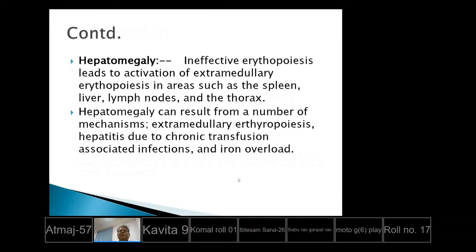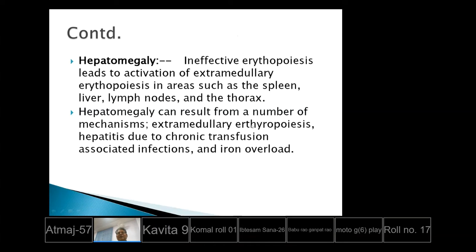Second symptom is hepatomegaly. This is due to ineffective erythropoiesis that leads to activation of extramedullary erythropoiesis. Ineffective erythropoiesis takes place in the bone marrow. There is apoptosis of RBC precursor cells and the other mechanism is extramedullary erythropoiesis, meaning erythropoiesis other than in the bone marrow. Those areas are the spleen, liver, lymph node and thorax.